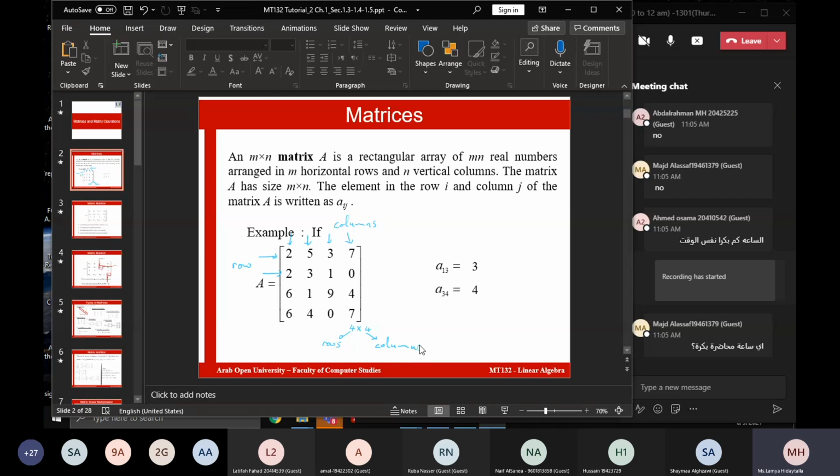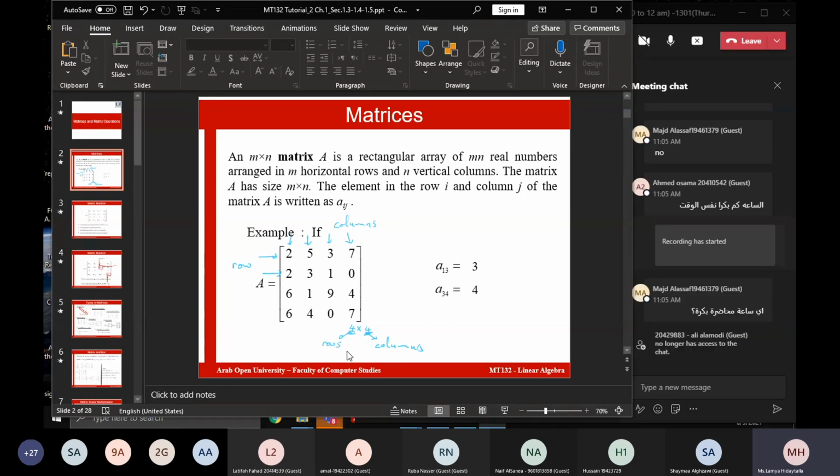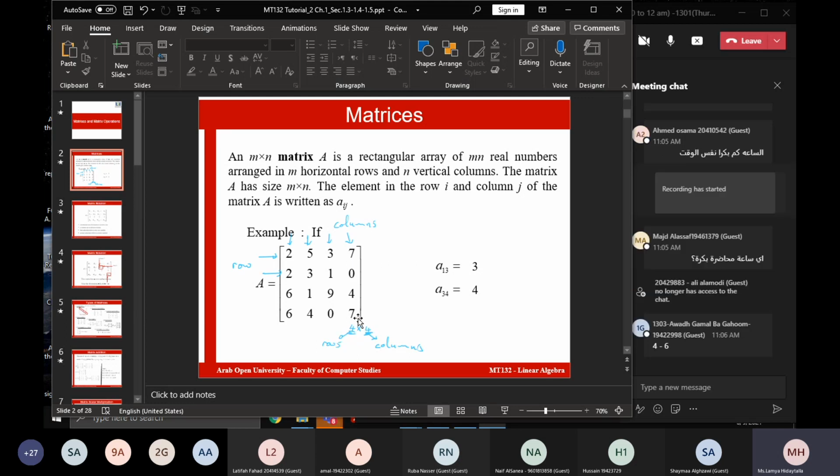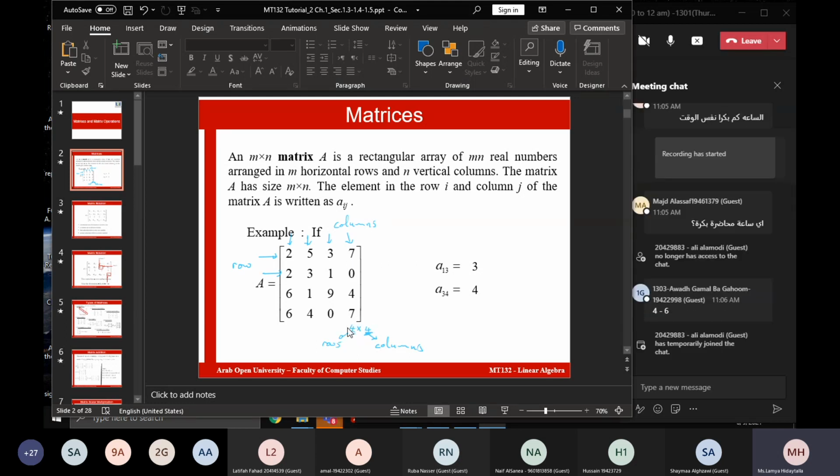If the number of rows equals the number of columns, then in this case we call the matrix a square matrix, as in this example. But they could be different: it could be 4 by 5, or 3 by 2, or whatever.